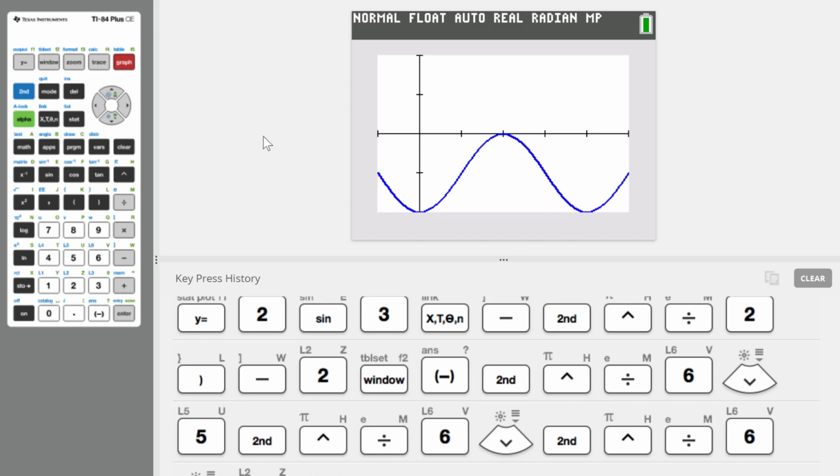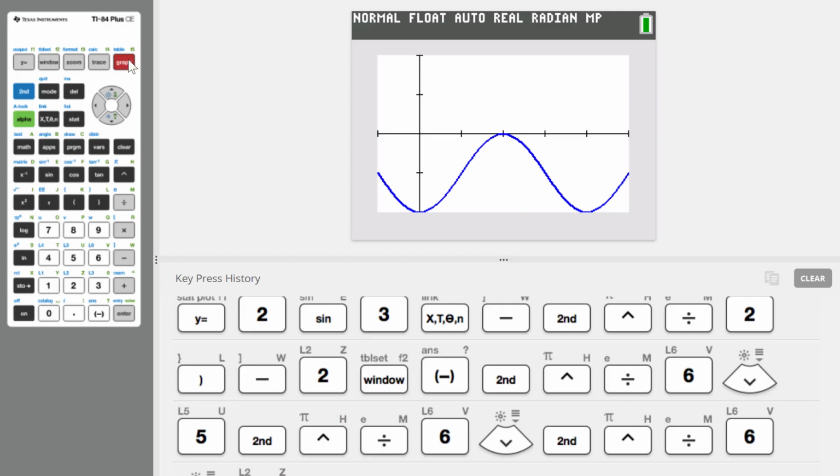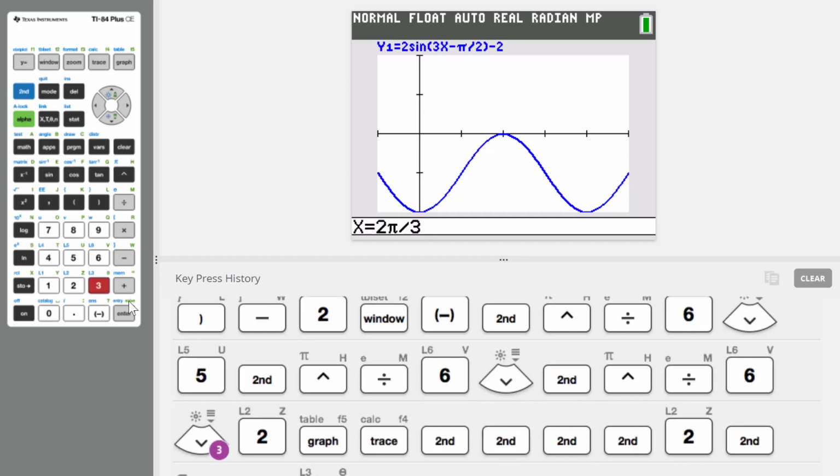If you're still not convinced, you could use the trace feature to find specific points. For example, on our graph we have the point 2 pi over 3 comma negative 4. Well, what I can do is hit trace, type in 2 pi over 3, and then hit enter, and sure enough, it takes me to negative 4. And so that convinces me that yes, we've drawn the right picture.